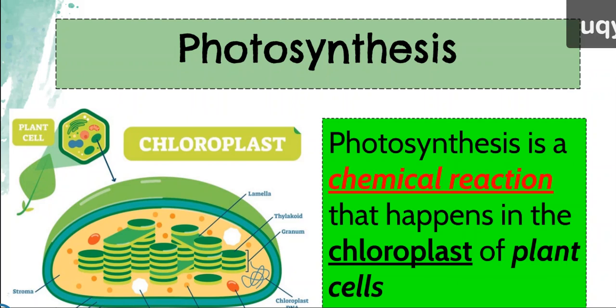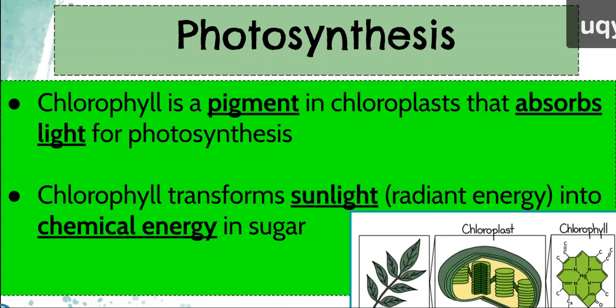Photosynthesis is a chemical reaction that happens in the chloroplast of a plant cell. Think back to our second unit this year. We learned about the organelles you can find in all cells. Chloroplast is one of the ones that you can only find in plant cells. The chloroplast is the green organelle that plants use to make sugar. That's because the chloroplast does photosynthesis.